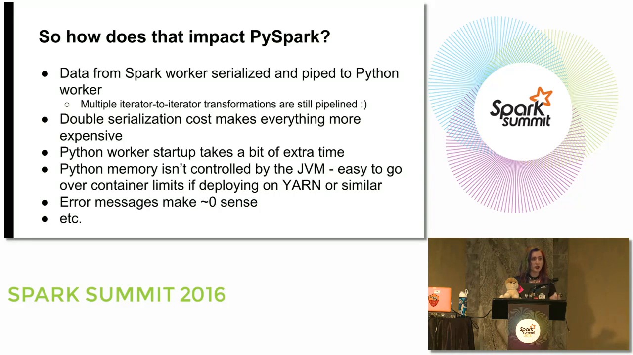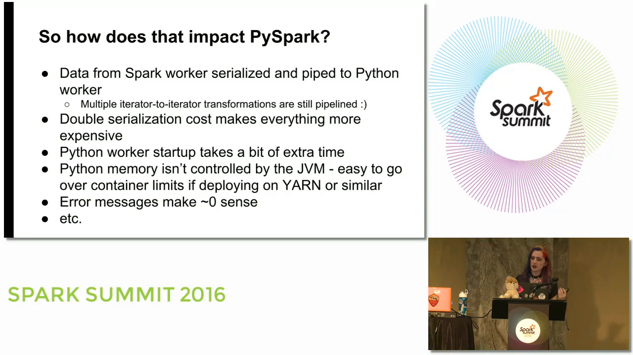Python worker startup takes some time, so your first job is going to run a bit slower than a regular Scala job. And one thing for people who are deploying in Yarn or in memory-constrained environments is the memory isn't controlled by the JVM, and you might end up running into a case where your Python interpreter allocates too much memory, and Yarn comes along and goes, whoa, whoa, no. You only have 4 gigs of memory. Good day. And it kills your executor for you, right? And this is because the memory isn't controlled in the same way that it's done with the Java workers.